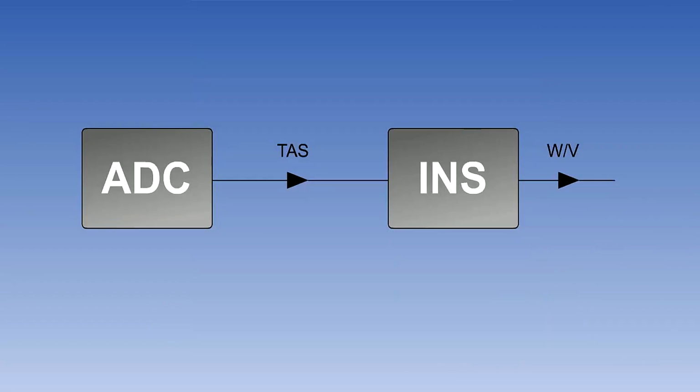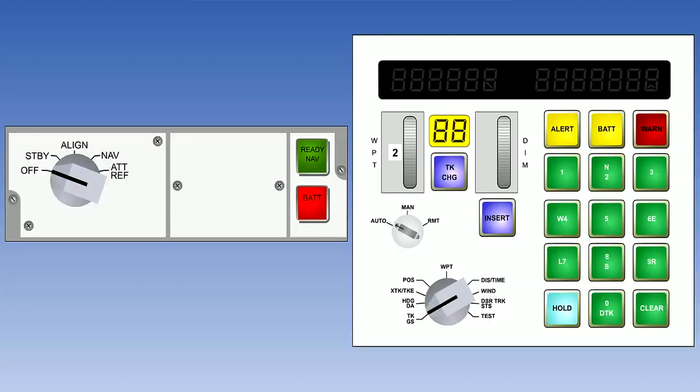We also mentioned that the INS needs an input of true airspeed if it is to have the facility to compute wind velocity. Now that we know something about INS theory and also practical operation, we can go on to look at errors in the next lesson.